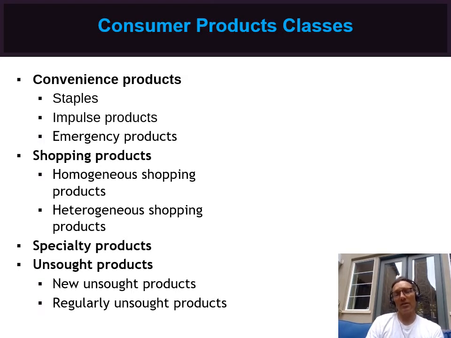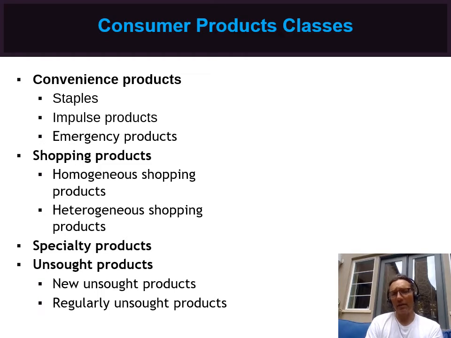And they can be staples or impulse or emergency products. Staple products are things that we buy on a routine basis, like groceries, or when you go and fill up your tank with gasoline every couple of weeks. Those are staple products. They're routine, and you purchase them, and you kind of have some patterns, so in some sense, they're a habitual product purchase.